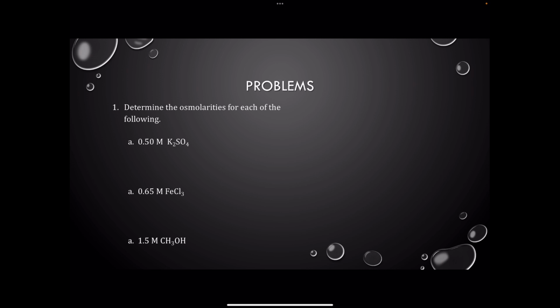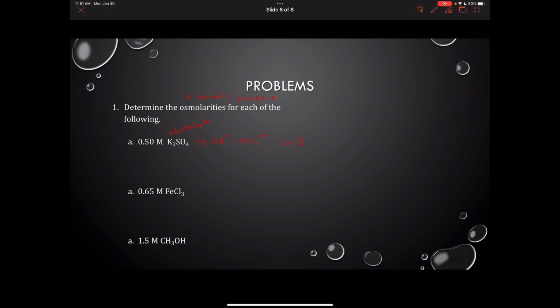So looking at a couple of problems. We want to make sure that we can calculate our osmolarities and osmotic pressures for given solutions. So if we look at a 0.5 molar solution of K2SO4, that K2SO4 is an electrolyte. It's ionic. It breaks into 2 potassium cations and a sulfate anion. So 2 cations, 1 anion. My I value is 3.